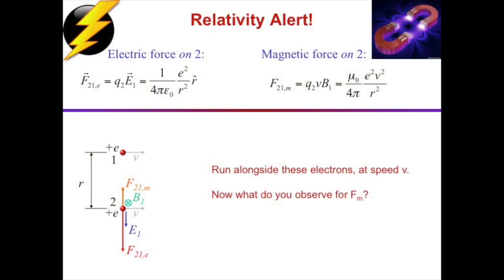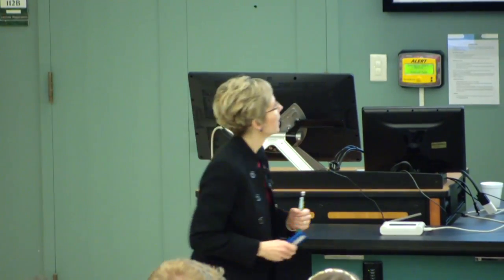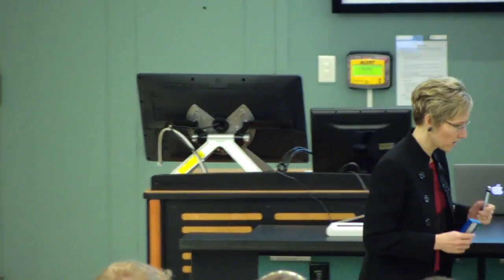Let's just run alongside these, I called them electrons, but they're really positively charged particles. So, sorry, run alongside these positively charged particles. And rather than measuring them from our lab frame as they're moving by, let's send one of us, okay? Send one volunteer to just run alongside them at the same speed that they're running at. What does the runner measure as their velocity relative to you?